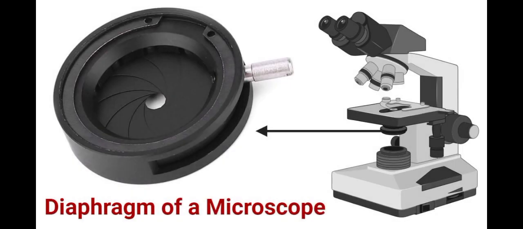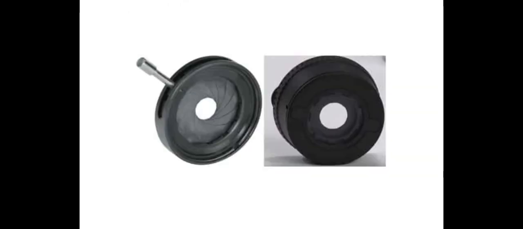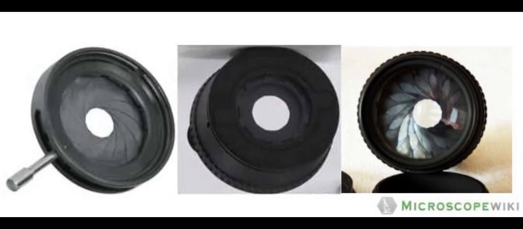Number 11. Diaphragm. It is also called the iris. It can be found under the microscope stage, and its primary function is to regulate how much light gets to the specimen. The light intensity and size of the beam that reaches the specimen are controlled by this adjustment device.